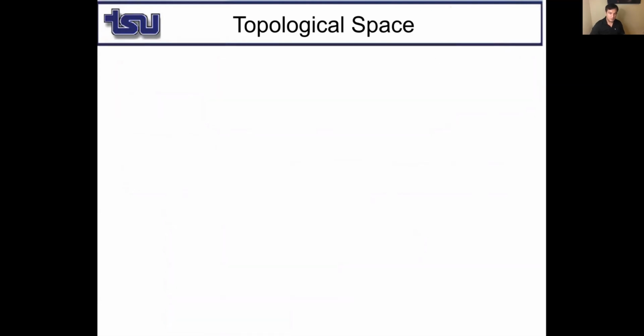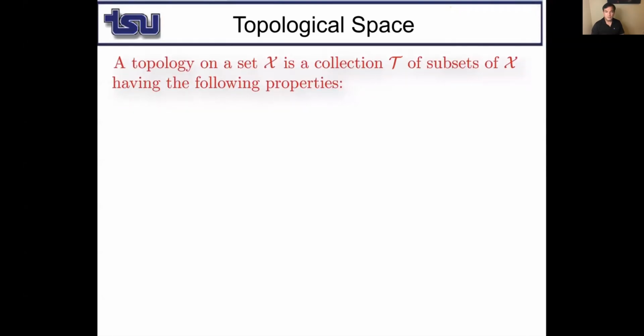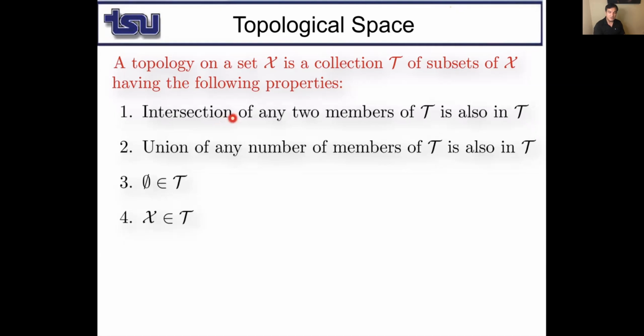All right, let's talk about topological spaces. First, let's define a topology on X and think about the set X, okay? A topology is nothing but a collection of subsets of X, but the collection satisfies certain properties. For example, intersection of 2 members of T must be in T, and union of any number of members of T must also be in T. The empty set must be in T, and the whole set must also be in T. The empty set is a subset of X, and X is also a subset of itself.